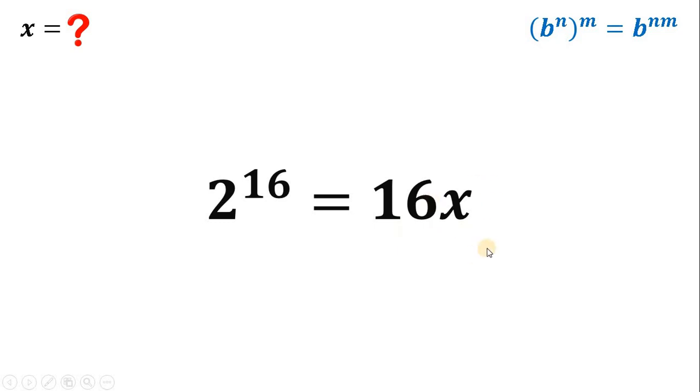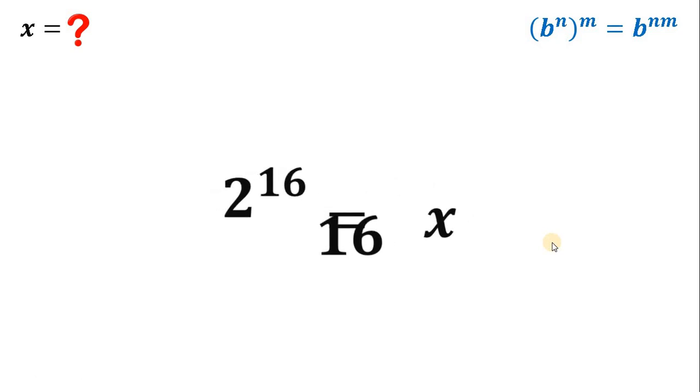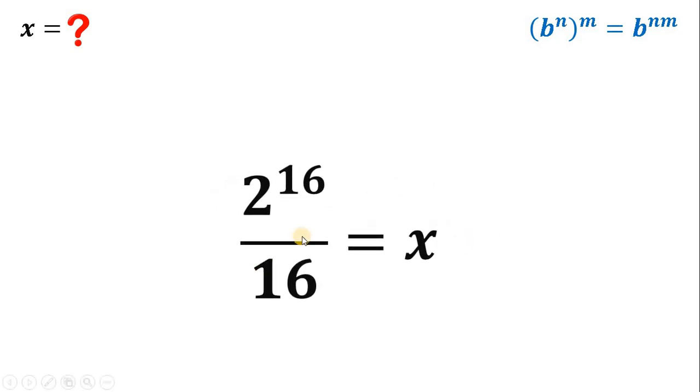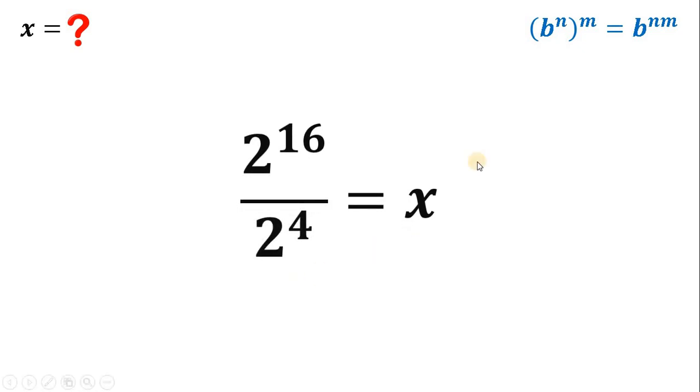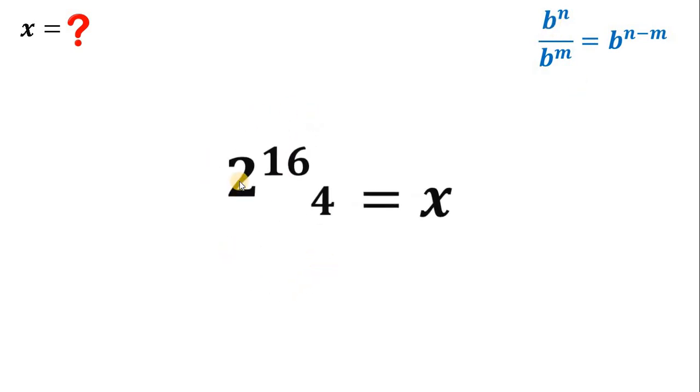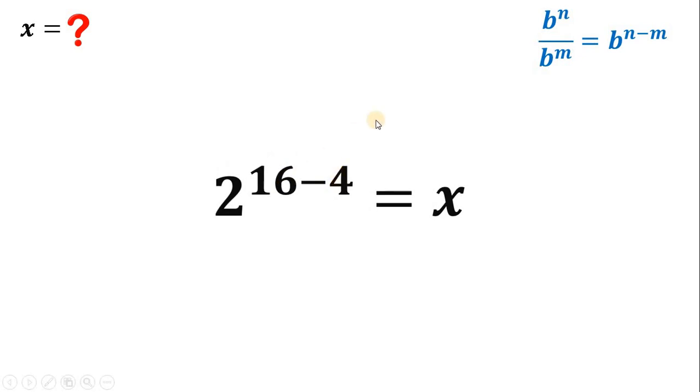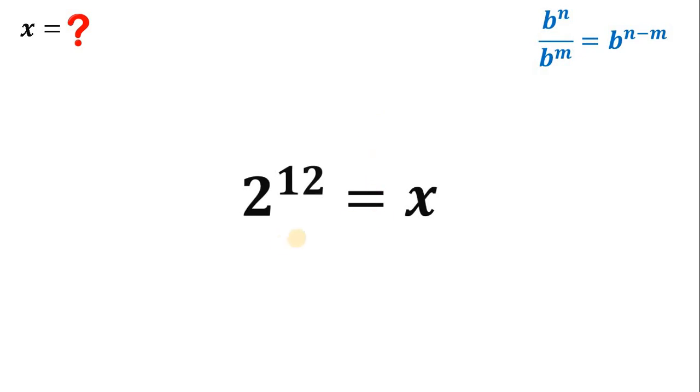Now, to solve for the value of x, let's divide both sides by 16. Take note that this 16 is just 2 raised to the 4th power. And again, let's recall some laws of exponent. If we have b raised to n over b raised to m, it is equivalent to b raised to n minus m. Therefore, the left-hand side of our equation is simply equivalent to 2 raised to 16 minus 4. And 16 minus 4 is just 12. And this is the value of x.